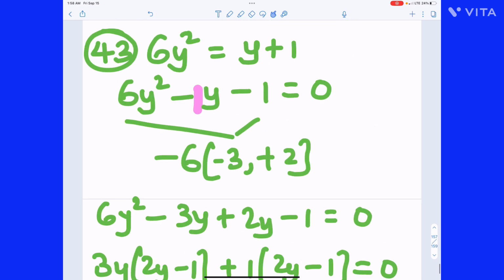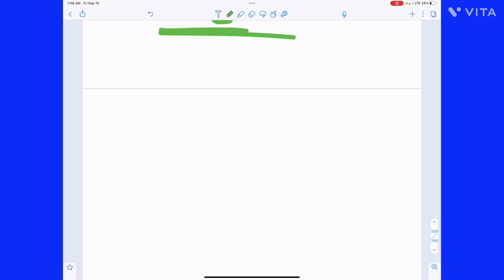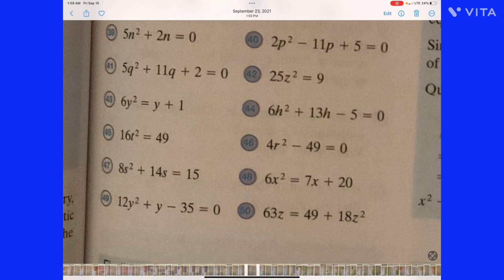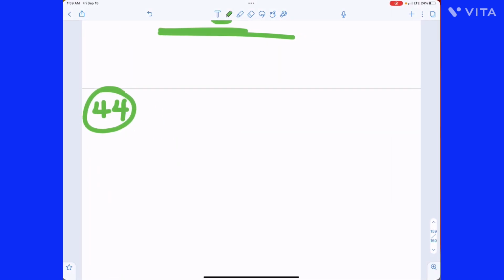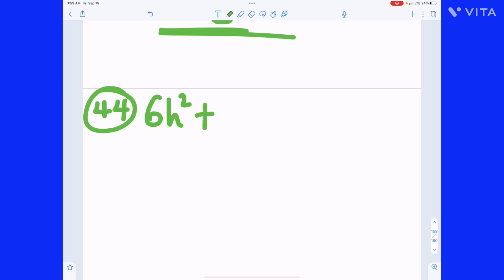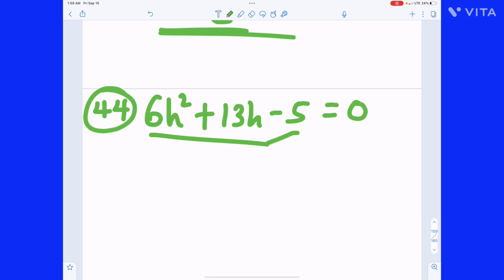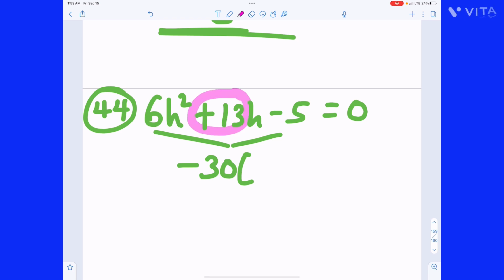Okay, let's go. That was 43. Let's go to 44. We just have 6 questions to go. 44 is 6h squared plus 13h minus 5 is 0. So let's multiply straight: 6 times minus 5 is minus 30. What factors of minus 30 add to give plus 13 and multiply to give minus 30? By now you should have an eye for factors. It should be plus 15 and minus 2.